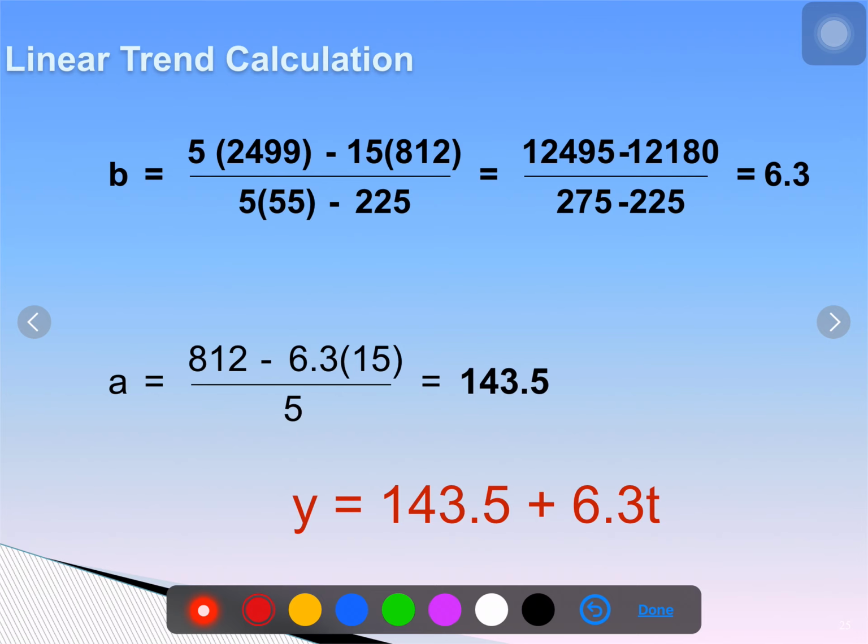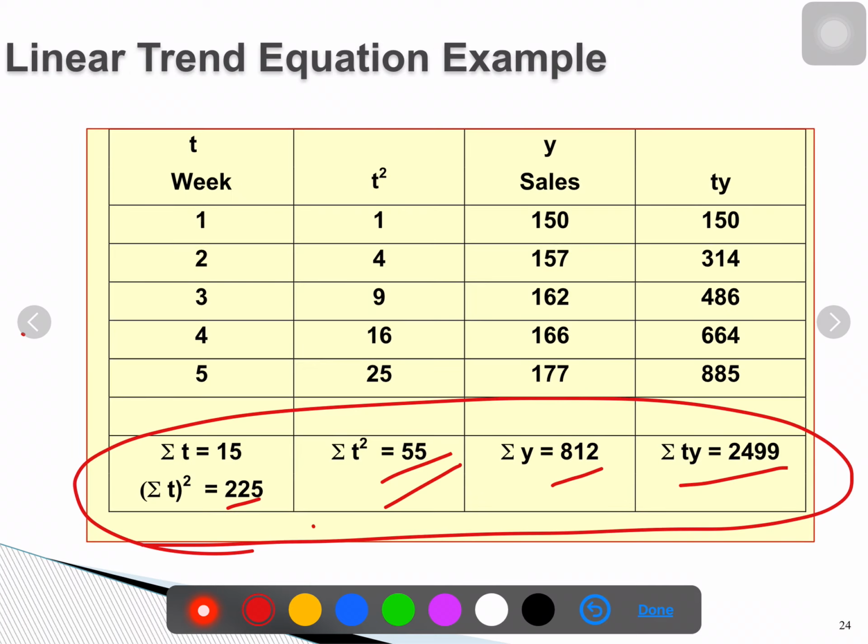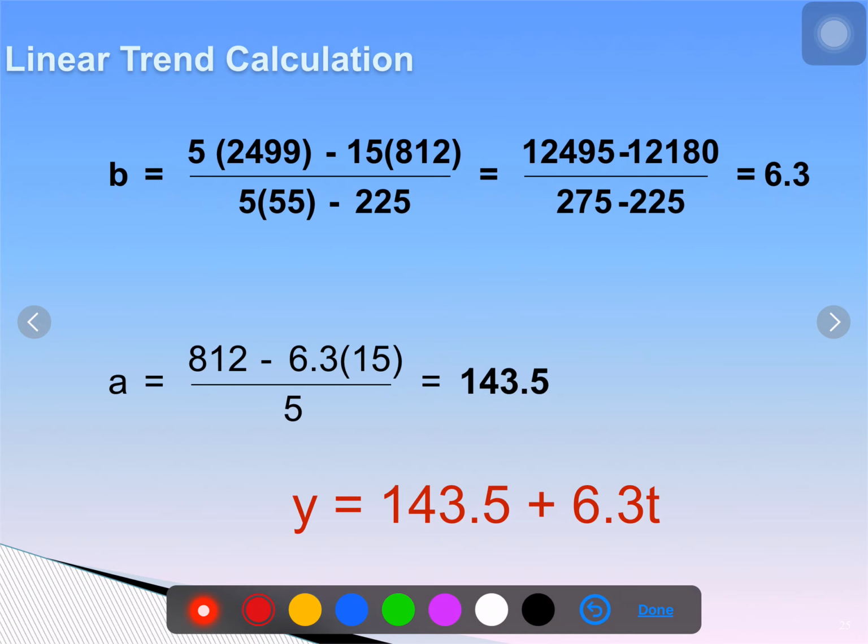So with these values we can find the value of b and the value of a. The value of b is n times the summation of ty minus the summation of t times the summation of y, divided by the summation of t square minus the summation of t, the whole square. So b is equal to 6.3, and a is equal to 143.5.